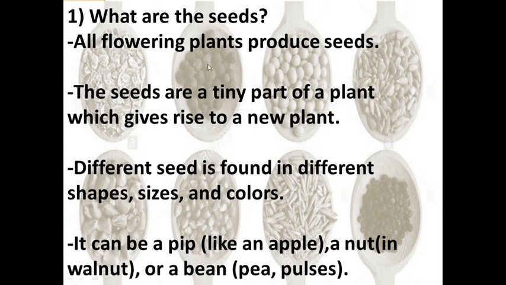Then we have learned about seeds, meaning what are the seeds. All flowering plants produce seeds. Flowering plants means what? The plants that give us flowers. The seeds are a tiny part of a plant which gives rise to a new plant. So from here you can write the definition of seed. Different seeds are found in different shapes, sizes and colors. It can be a pip like an apple, a nut like a walnut, or a bean like peas and pulses. So, understood what the seeds are?